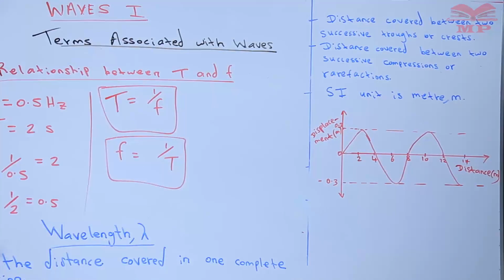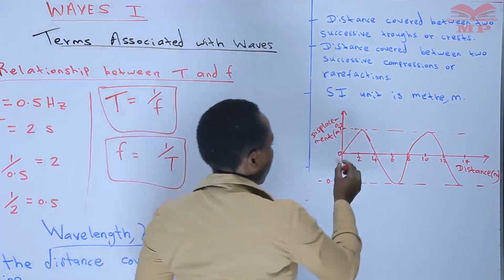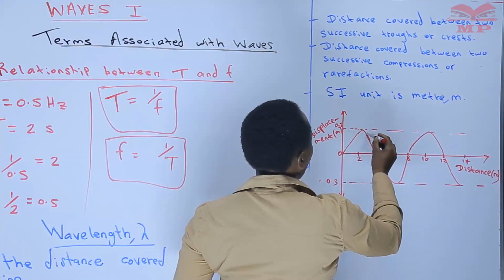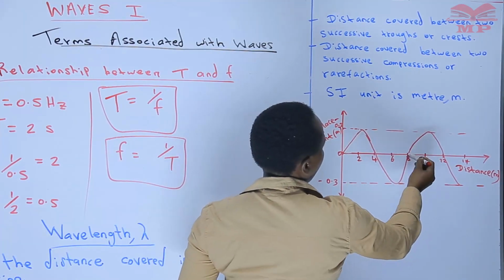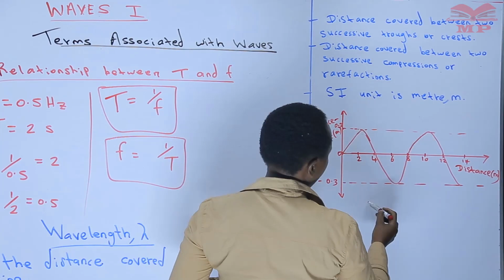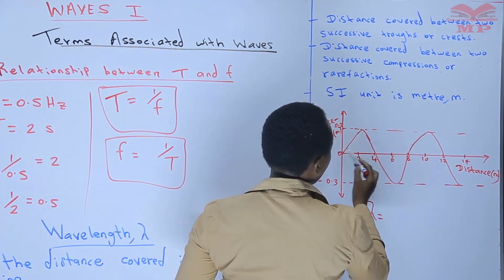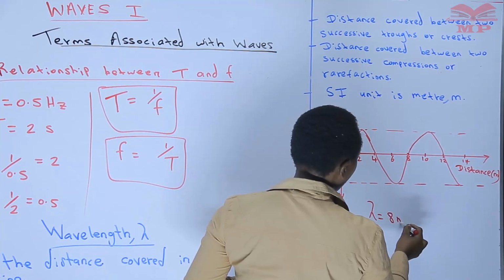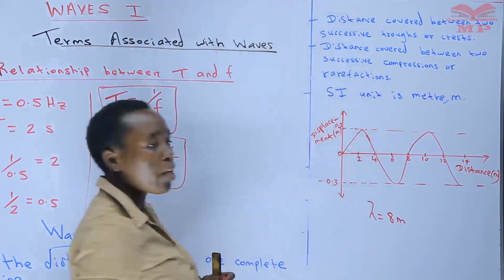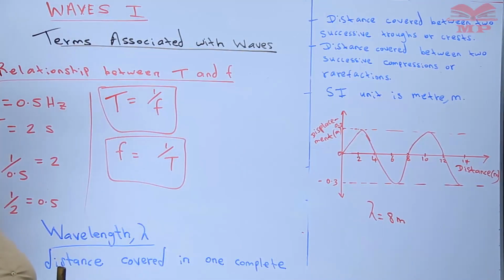So we are saying that it is the distance covered in one complete oscillation. So you just come from whichever point you see where we have a complete oscillation. For example, from here up to here, that's a complete oscillation, and therefore our wavelength is 8 minus 0, which is 8 meters. It's in meters. So the wavelength is 8 meters.